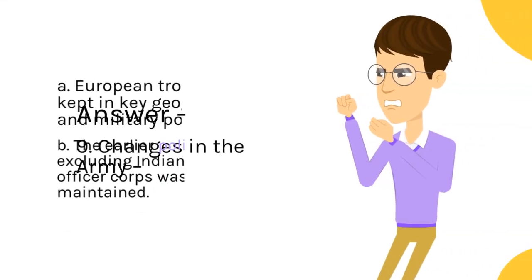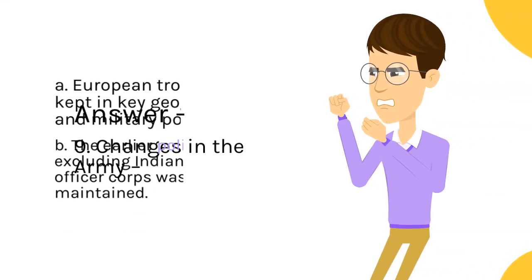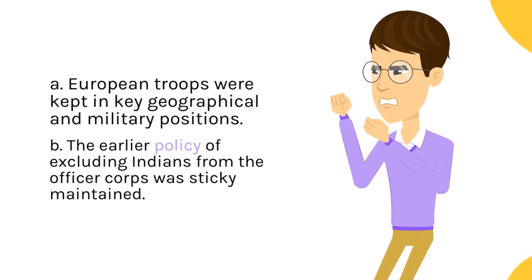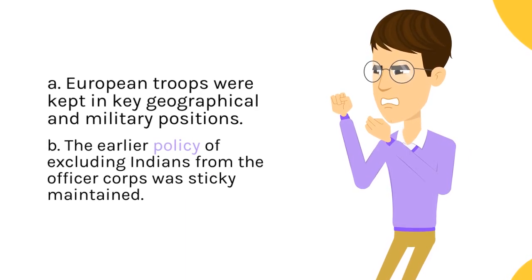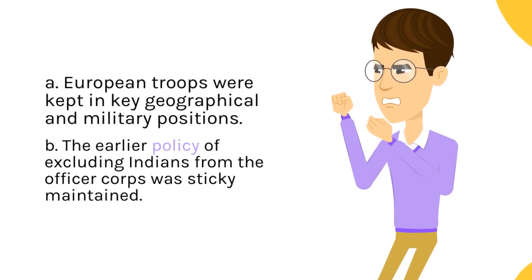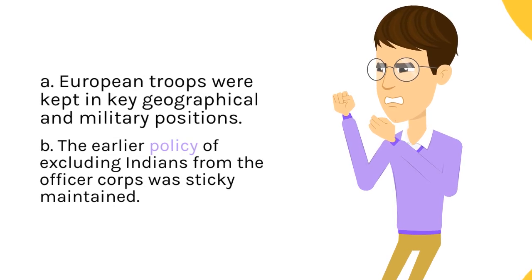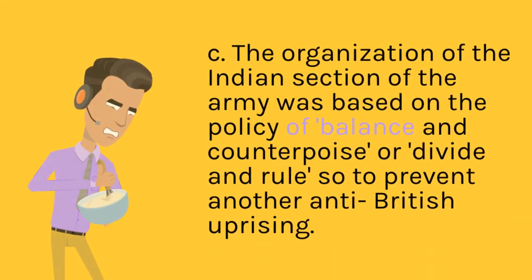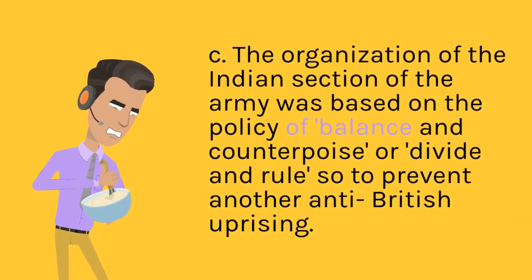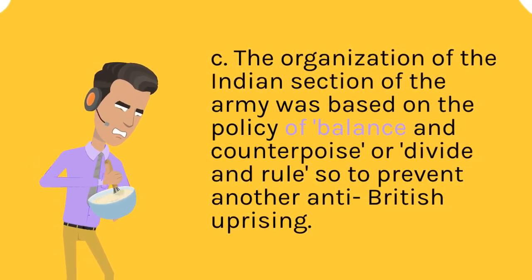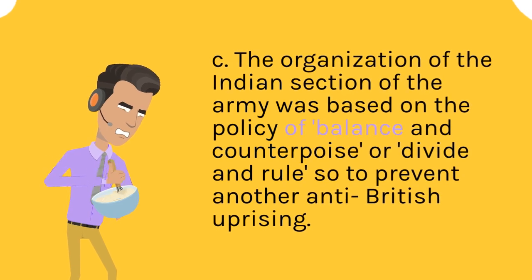Answer: Changes in the army. A. European troops were kept in key geographical and military positions. B. The earlier policy of excluding Indians from the officer corps was strictly maintained. C. The organization of the Indian section of the army was based on the policy of balance and counterpoise, or divide and rule, so as to prevent another anti-British uprising.